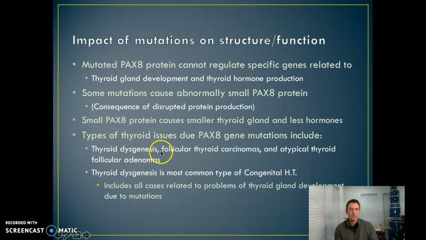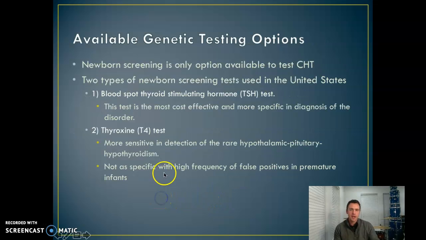And then these are some of the types of congenital hypothyroidism associated with mutations in this particular gene. Thyroid dysgenesis is the most common type, however, and this includes all cases related to problems of thyroid gland development due to mutations. So there are some available genetic testing options. However, it's limited to newborn screenings, or I'm sure you could do some later on in life.